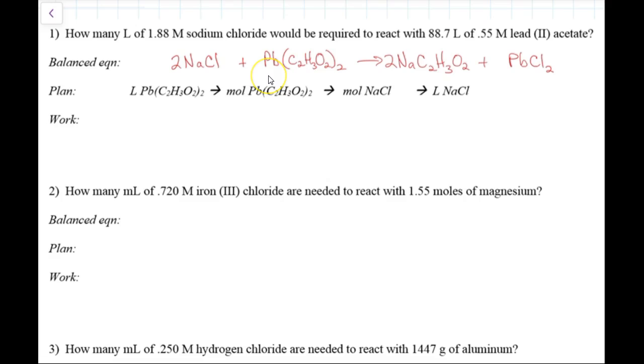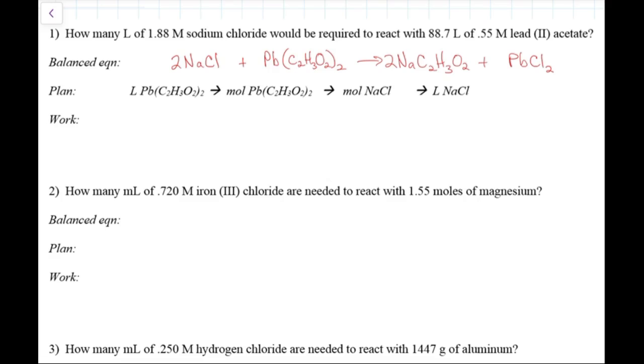So we've got 2 molarities and 1 volume. Remember that we always start with volume when we're solving a problem. So we're going to start with the 88.7 liters of lead 2 acetate. So if you look at my plan here, I'm starting with liters of lead 2 acetate, and I'm taking that all the way to what I'm being asked for, which is liters of NaCl. So that's my plan. You should be able to come up with a plan like that on your own, and I'm going to ask you to do that in the future problems, but for this one I just did that for you, to show you what it would look like.